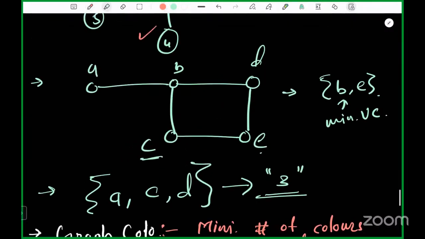So what colors do we need? Suppose I color vertex B with the red color. Then I cannot use red for A, C, or D. I can color the other vertices with green color. This is possible. So that means here we need only 2 colors to color the graph. The minimum number of colors is 2. Yes, it is similar to vertex cover in this example, but it's not generally true. It's not the same.